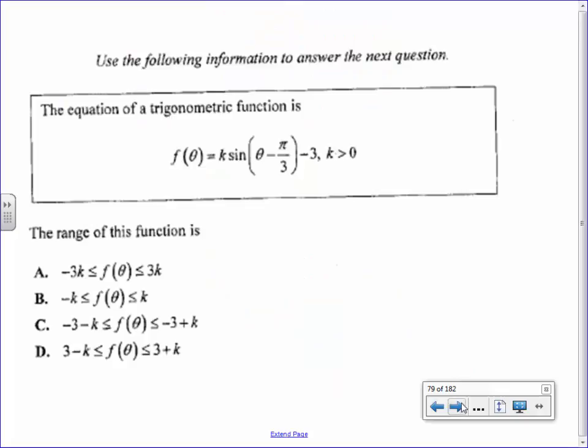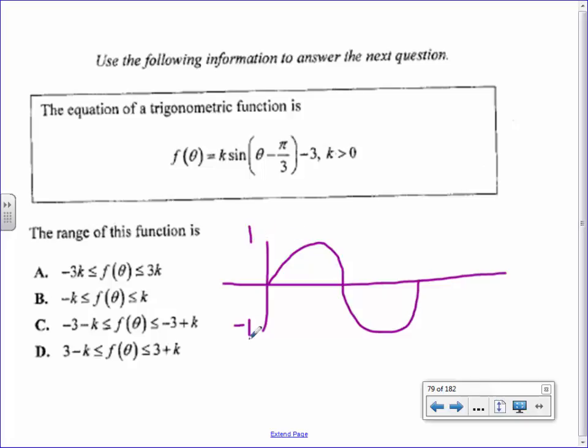Okay, let's try some questions. So now that I've shown you some stuff, let's do these diploma questions. The equation of a trig function is this. Let's find the range of the function. What does a normal sine graph look like? What does a normal sine graph run between? It normally runs something like this. It goes as high as 1, as low as -1.